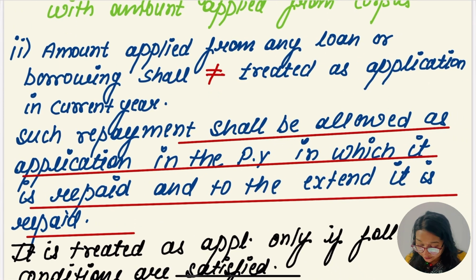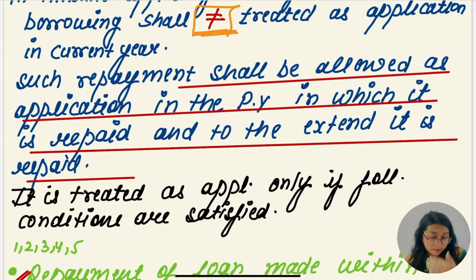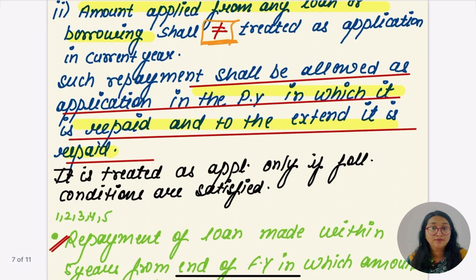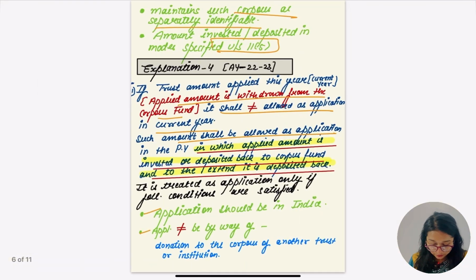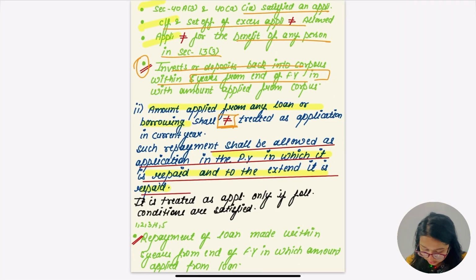The next point is about the amount applied for any loan or borrowing, which shall not be treated as application in the current year. Such repayment shall be allowed as application in the previous year in which it is repaid, to the extent it is repaid. What happens? It is not going to be allowed as applied income. It is only going to be applied income in the year in which it is repaid, and to the extent repaid. In that year it is going to be applied. Hope this is the same as the previous point. In the 1, 2, 3, 4, 5 points which I already discussed, explanation 4's first point is the same.